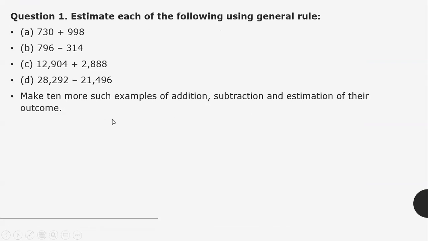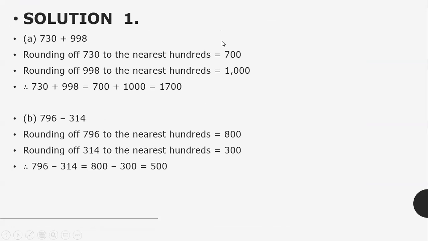So we will see 730 can be rounded off to 700. 998 can be rounded off to the nearest hundreds, that is 1000. So if you add these two numbers, you will get 1700 as a sum. Again, 796 minus 314. We will round off 796 to its nearest hundreds place. We will see it is 800. 314 can be rounded off to the nearest hundreds place value, which is 300. So 800 minus 300, which is 500. This is also a meaningful difference.